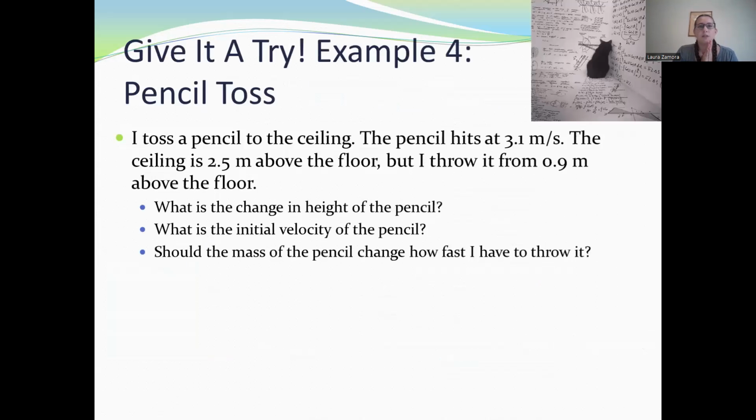Okay, so here's another example for you guys, and I want you to think through this on your own before we talk about the answer together. We toss a pencil to the ceiling. The pencil hits at 3.1 meters per second. The ceiling is 2.5 meters above the floor, but I throw it from 0.9 meters above the floor. So I'm standing up and I throw this pencil up. If the floor is my reference point of 0, then my hand is not at the floor when I throw it. It's at a height of 0.9 meters above the floor.